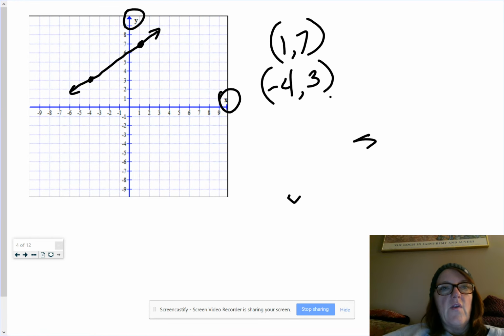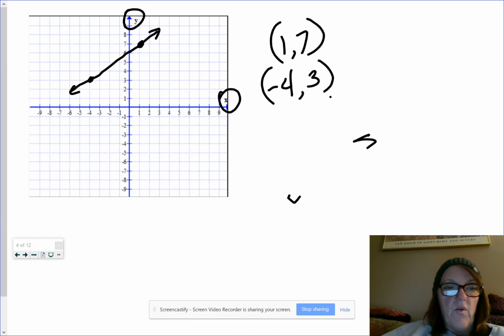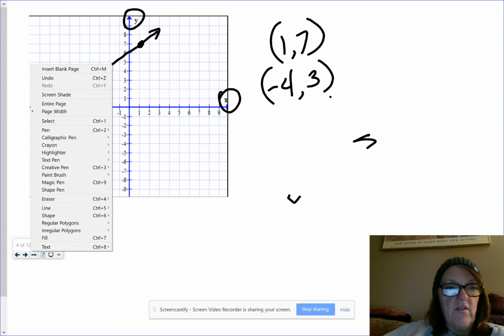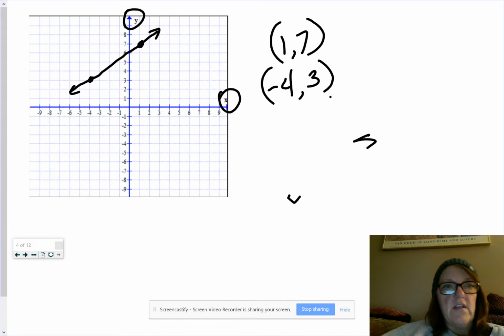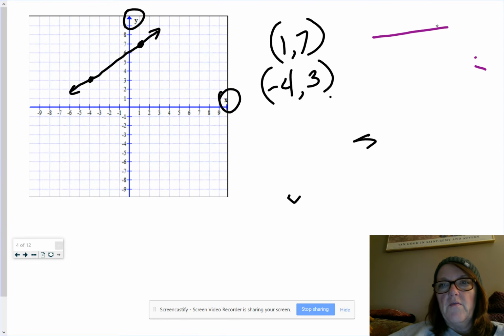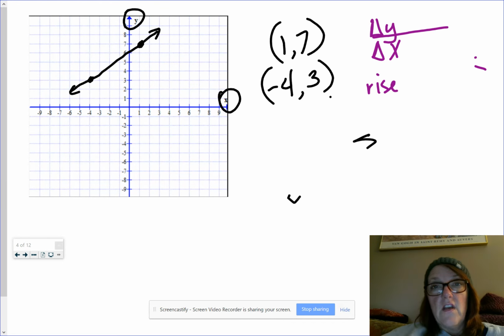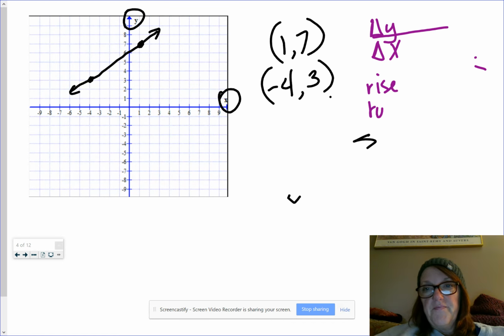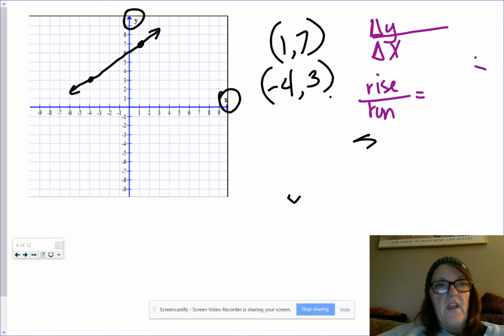All right, what I want you to do is calculate the change in the horizontal values and vertical values, and I want you then to write this ratio or this fraction. So up here, I'm going to write change in y over change in x, or if you prefer thinking of it as rise over run. Okay, so here we go.